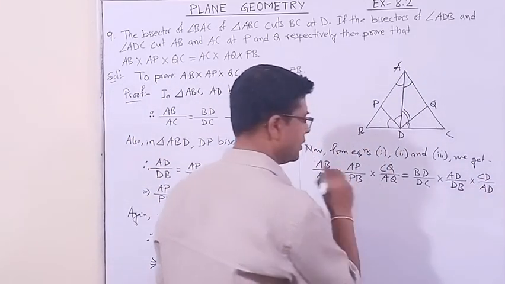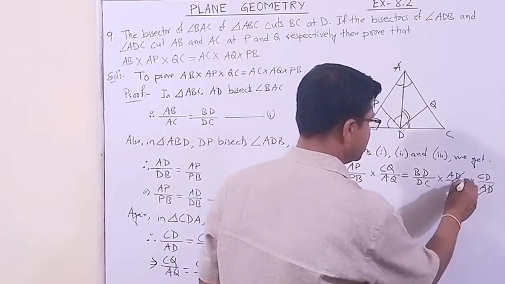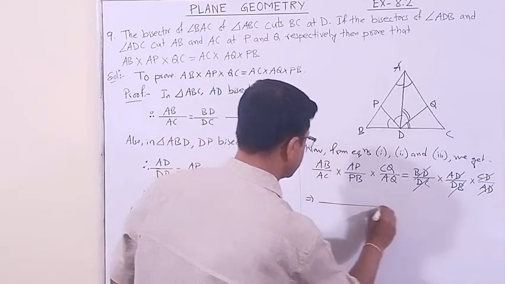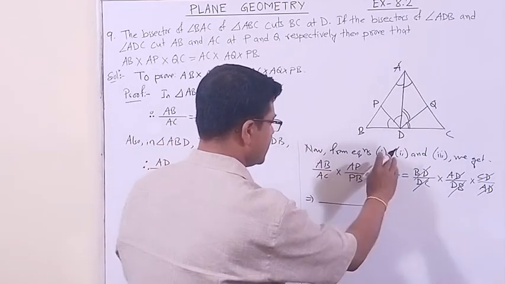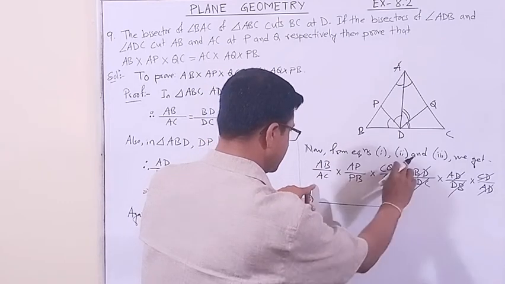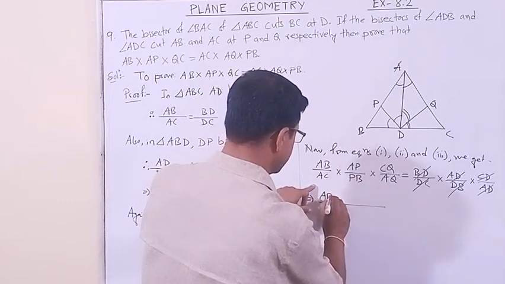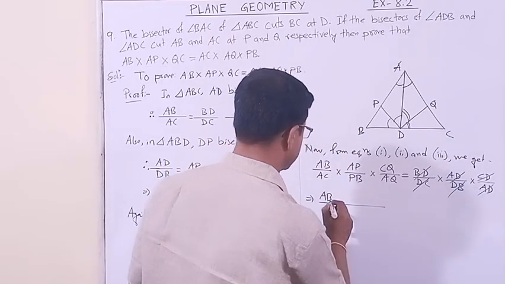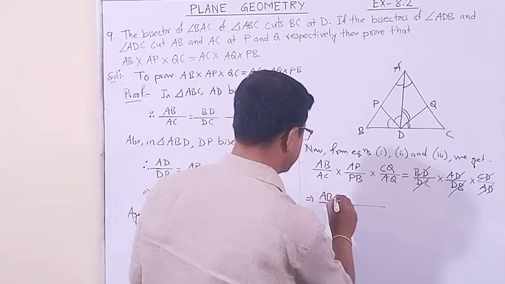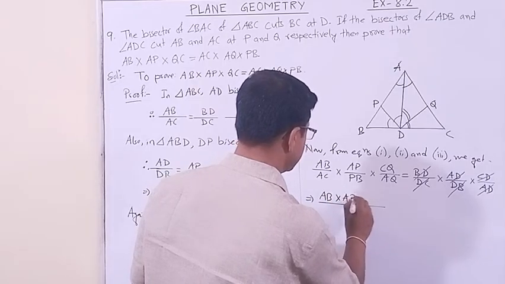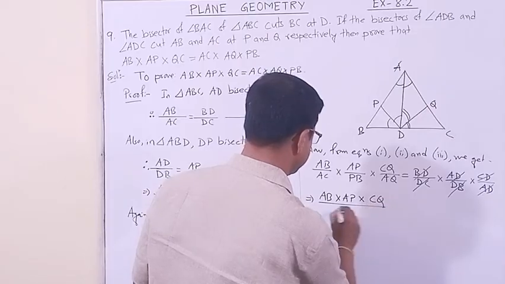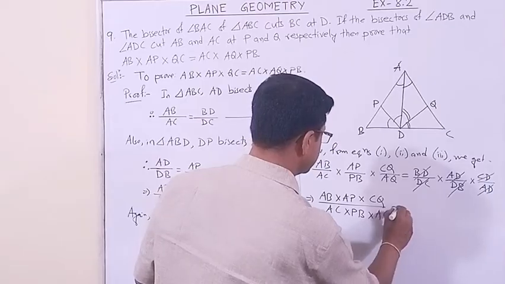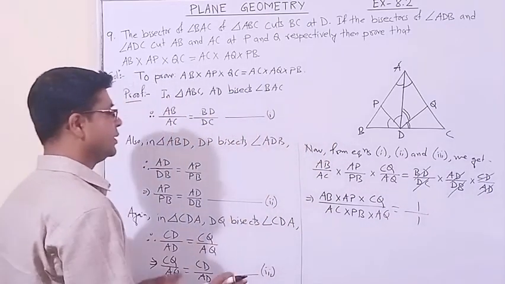Now what do you observe? AD cancels, DB and BD cancel, DC and CD are the same thing. So let us multiply numerator into numerator, and denominator into denominator. That is AB, AP, CQ divided by AC, PB, AQ is equal to 1 by 1, which we can write so that we can understand easily.